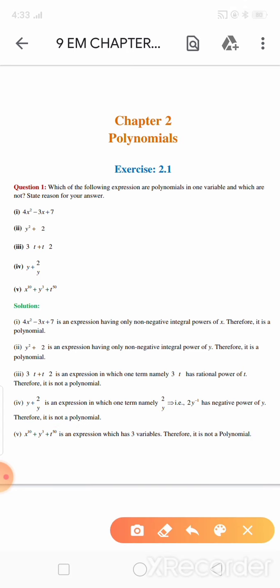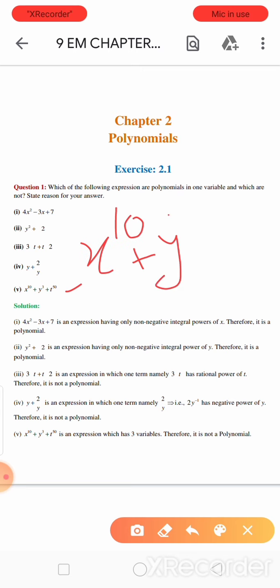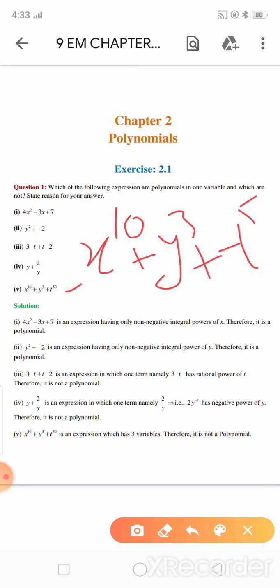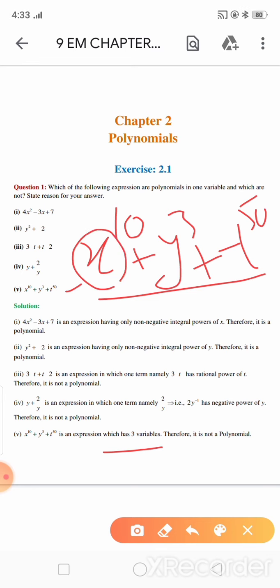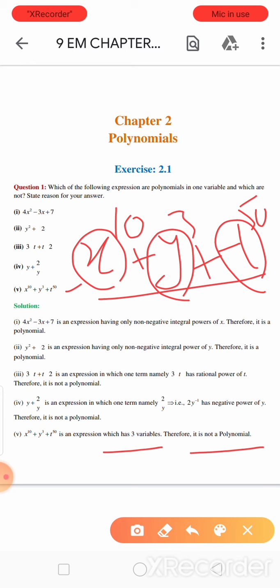Last, question number 5. Here the expression is x raised to 10 plus y raised to 3 plus t raised to 50, which has 3 variables. In this expression, the first variable is x, the second variable is y, and the third variable is t. So therefore it is not a polynomial in one variable, because we study polynomials in one variable.